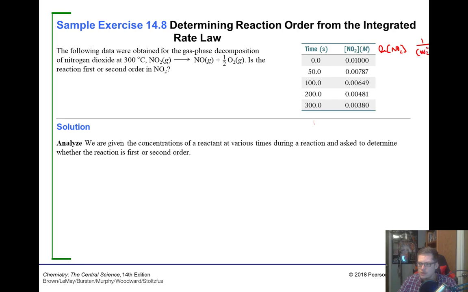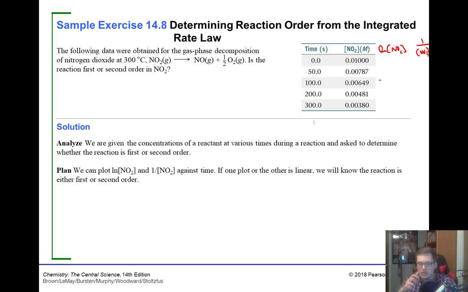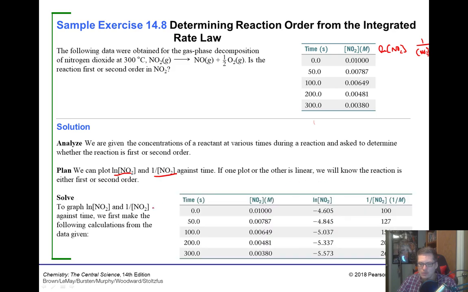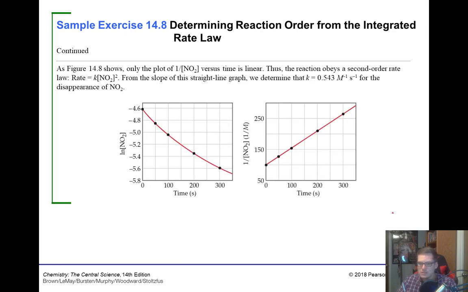Okay, and then if we can graph all those, one of them should be linear, right? So I think they're going to do the same thing. Sure enough, they say we can plot the natural log of NO2 and the inverse of NO2 against time. If one plot or the other is linear, we will know the reaction is either first or second order. So there they go. There's the natural log and the inverse. Take those and plot them. Sure enough, it's linear with regards to the inverse, so therefore it is second order.